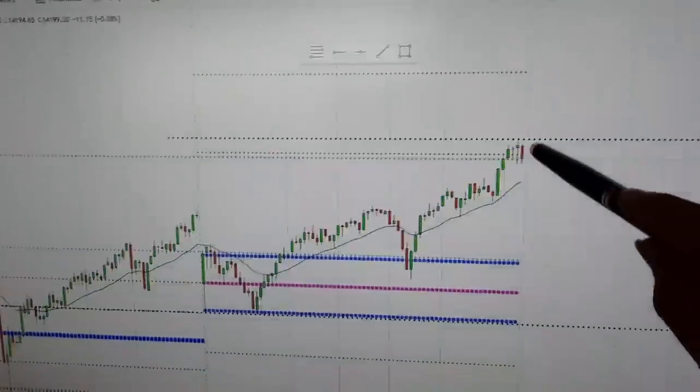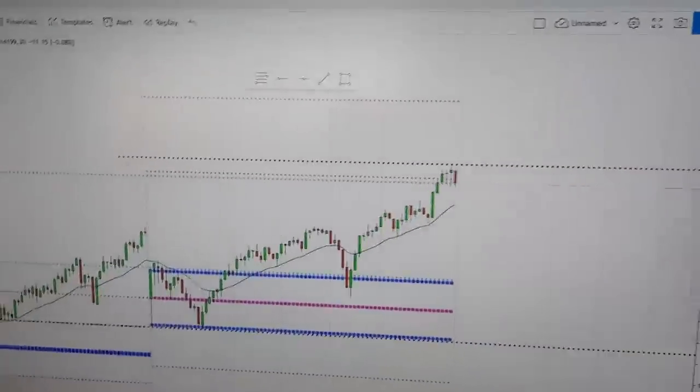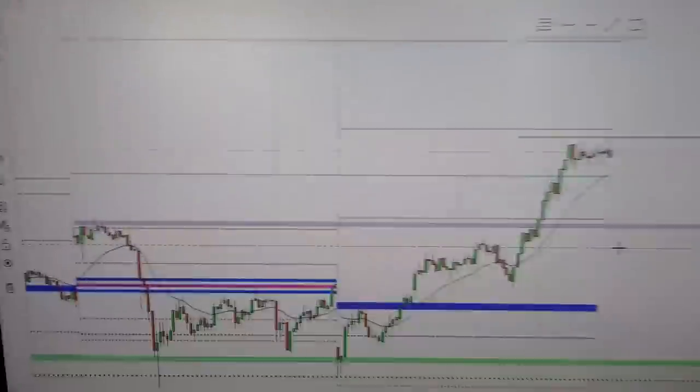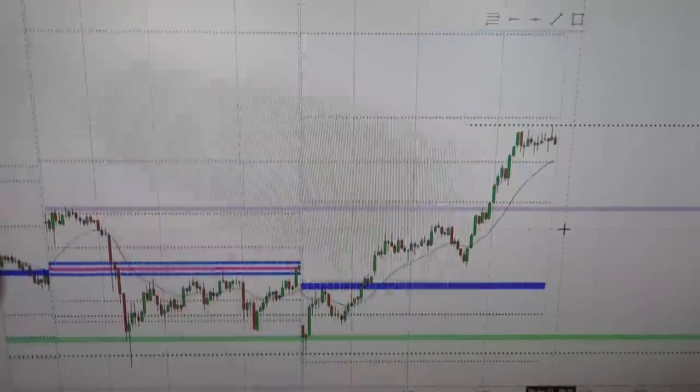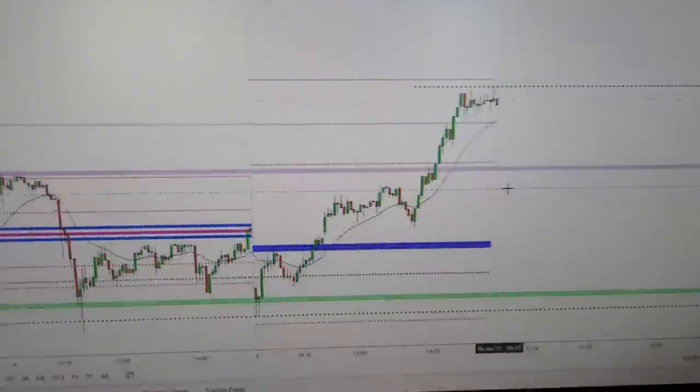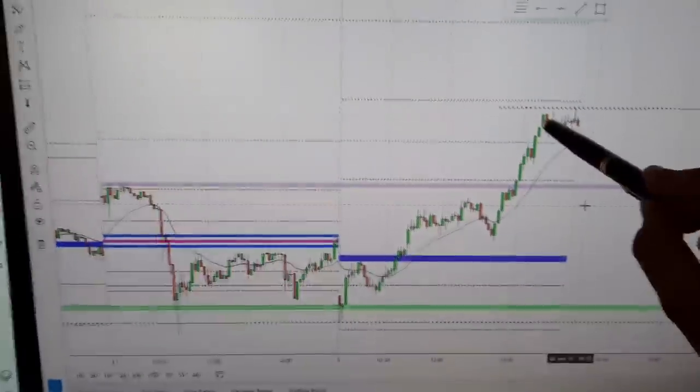Nifty, same thing. Bank Nifty falls, Nifty also can fall. I am not looking at the Nifty today much, but I am looking at the Bank Nifty today. I am expecting sideways movement or slightly bearish. Why? Because of the big move yesterday.